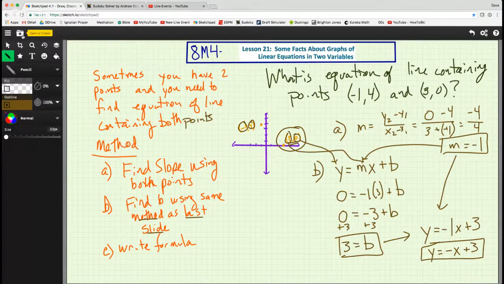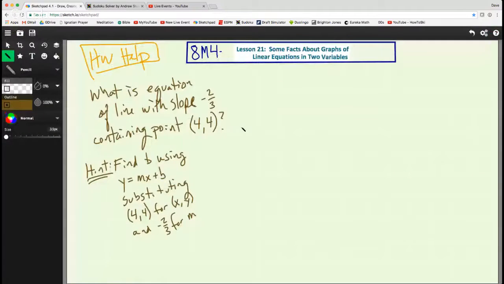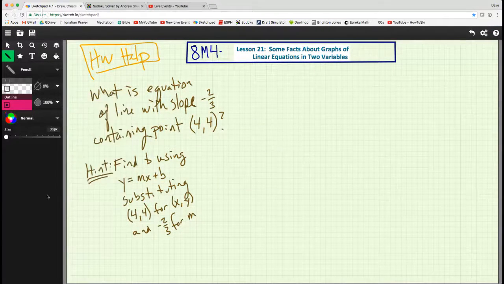So now we're going to just slide right into homework help, and this is what your homework's going to be all about. There's 3 slides that we're going to do. So we're going to ask, what is the equation of a line? And I encourage you to go back and use the notes with slope -2/3 containing 4, 4. Here's the hint. Remember to find B using our y equals mx plus b formula, and then substituting 4 in for x and y, and -2/3 for m. So now pause, try, and we're going to go for it.